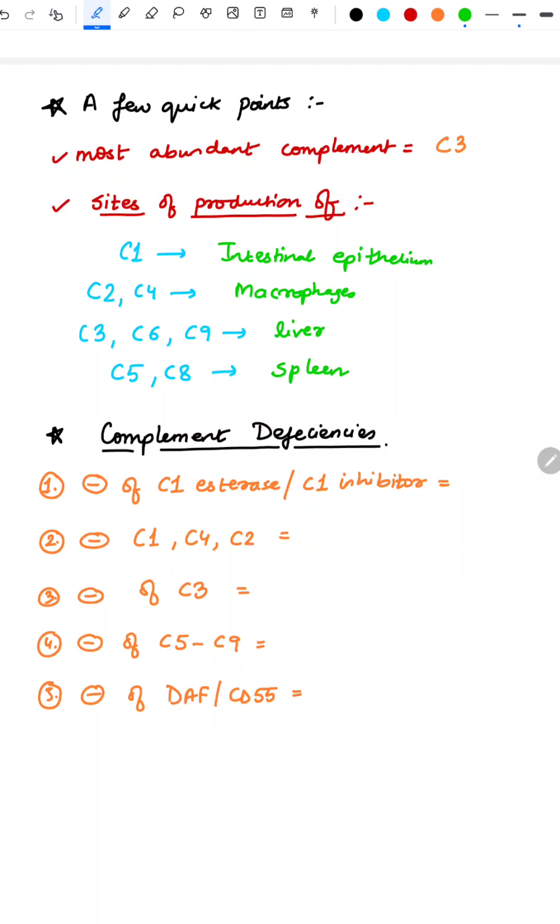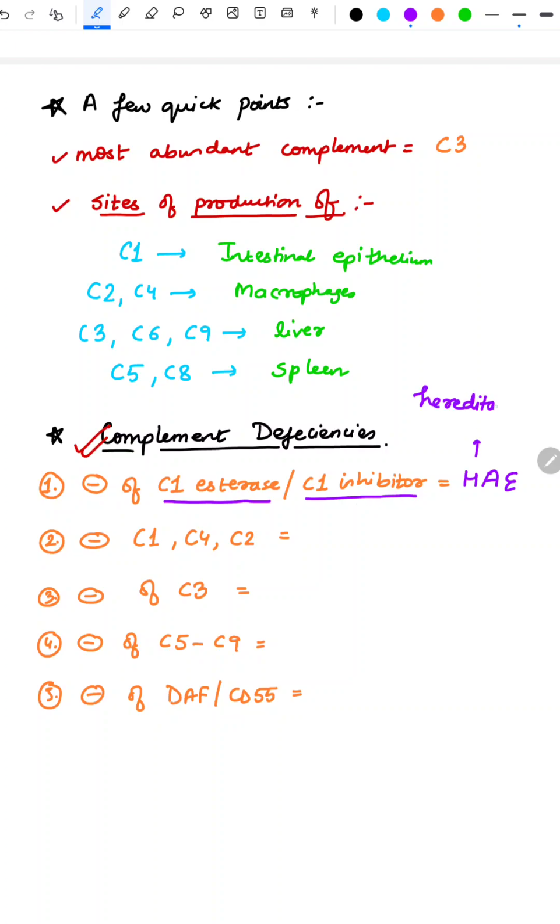Now this is a very, very important topic, that is complement-related deficiencies, that is, which of the following complements, if deficient, will cause which type of disease. So now let's move to this topic. The deficiency of C1 esterase enzyme or the C1 inhibitor will cause hereditary angioneurotic edema. Let me just write it down here.